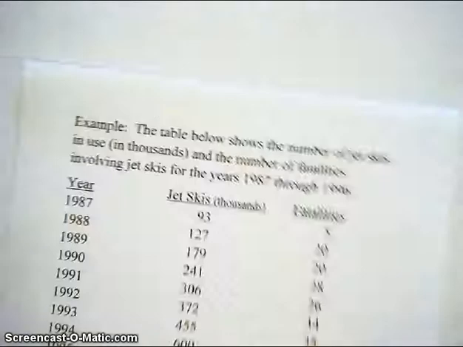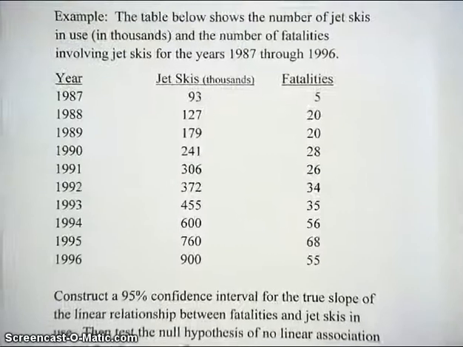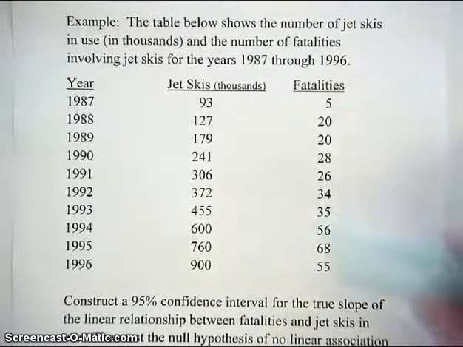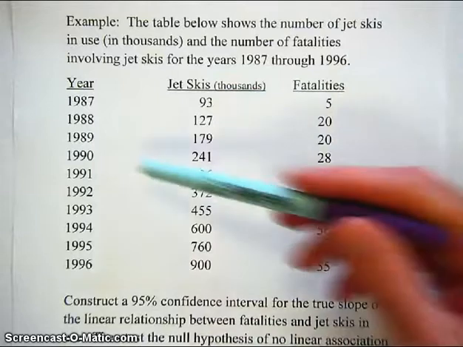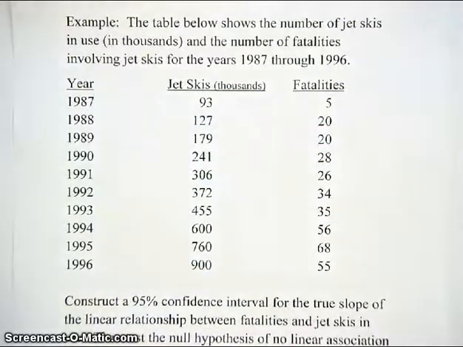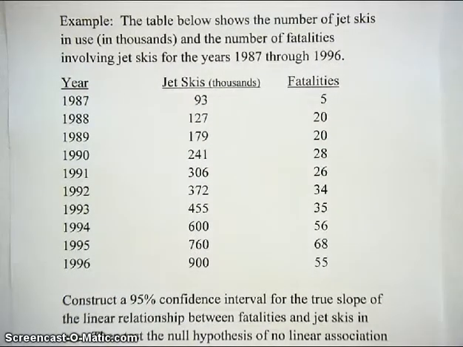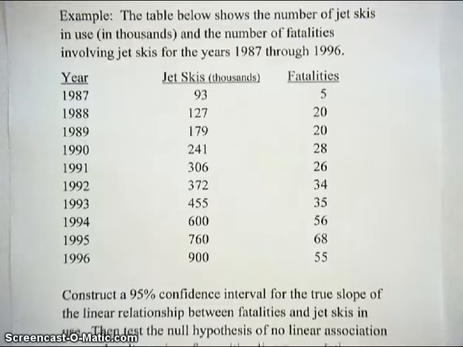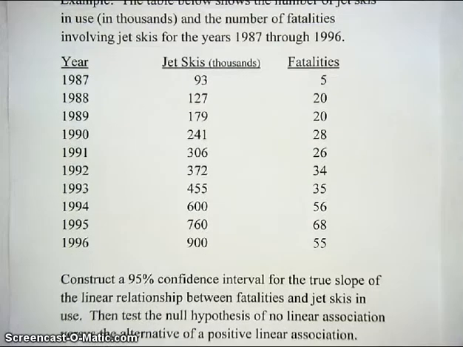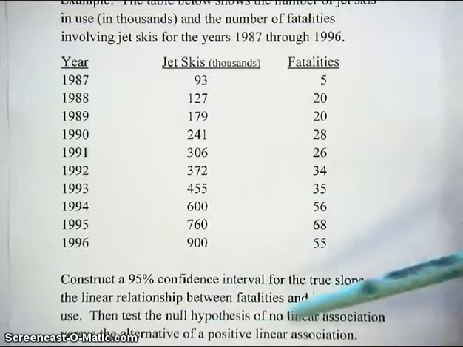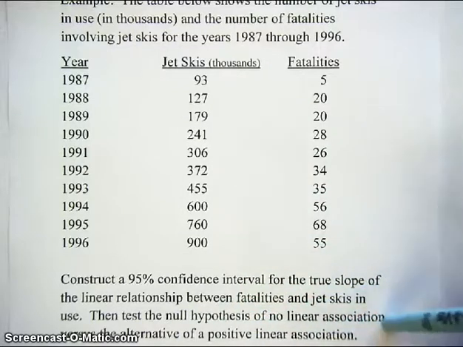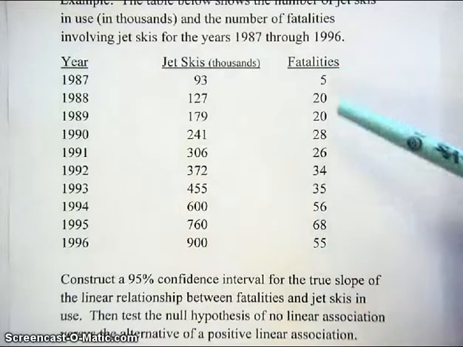Let's look at an example of how this works. Here's a table of data. We've got the number of jet skis in use in this column and the number of jet ski related fatalities in this column for the years from 1987 to 1996. And we want to construct a 95% confidence interval for the true slope of the linear relationship between fatalities and jet skis in use. And we want to test the null hypothesis of no linear association versus the alternative of a positive linear association between jet skis and fatalities.